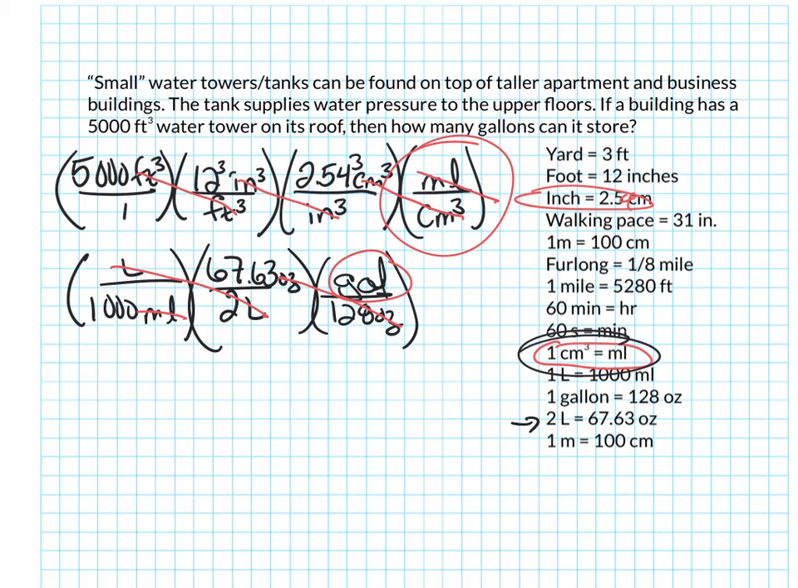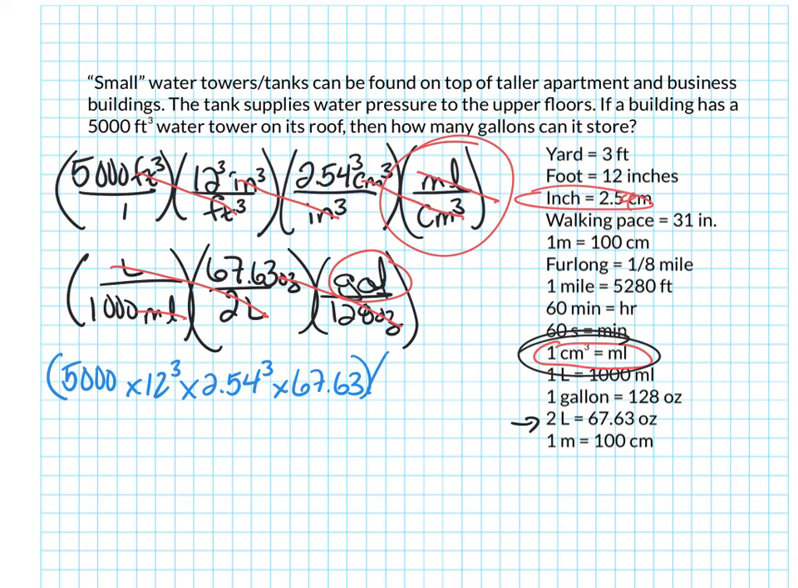Okay, so let's see what the calculator screen would look like. If I was doing this with my calculator, I would do everything in the numerator in parentheses first. So 5,000. It's not raised to a power because someone already did the math for me. I can see in the problem there's no cube up there, so I don't need to do anything to that. Times 12 cubed times 2.54 cubed times 67.63. And I don't need to do anything to that because there's nothing like that in the fraction.